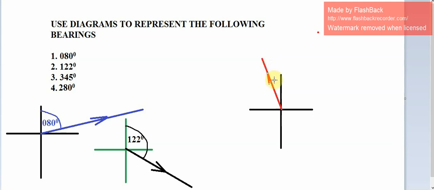draw the arrow on top. Then we indicate the turn with the arc. Very necessary. Write the value of the angle, 345 degrees. Very necessary. Never forget to indicate all these things. They are very necessary.